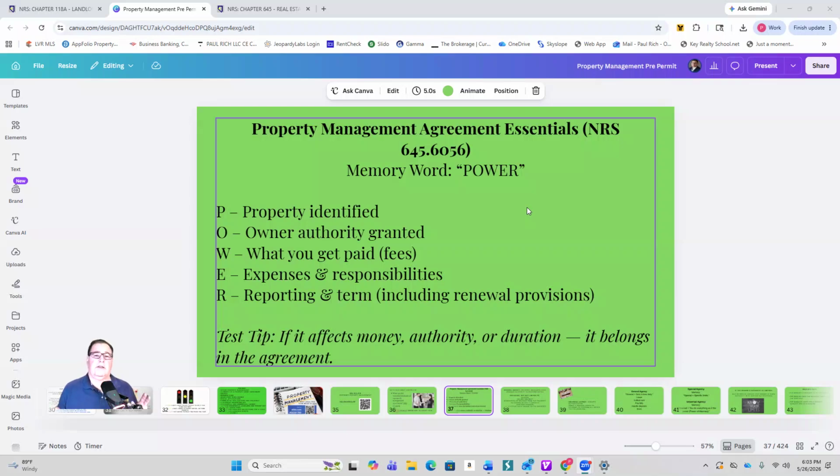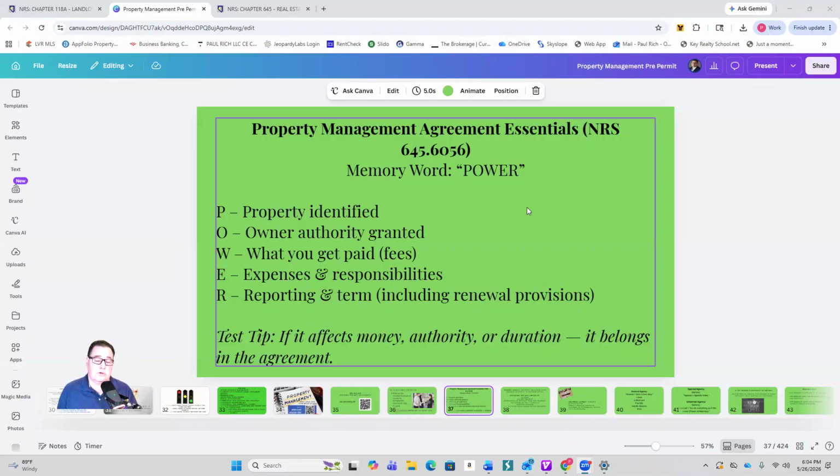Let's talk about the essential elements of a property management agreement that are required in Nevada. You can find this information in NRS 645.6056. Let's start with a memory aid, the word POWER. P stands for the property, which has to be identified.